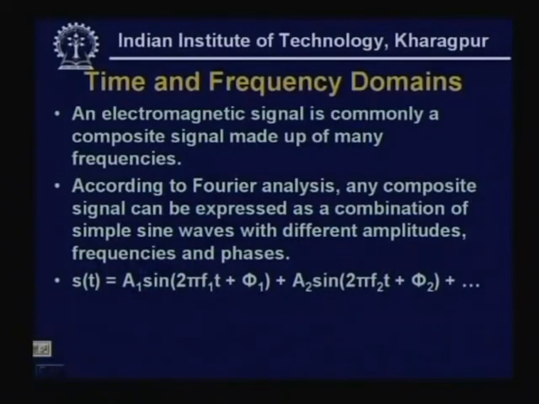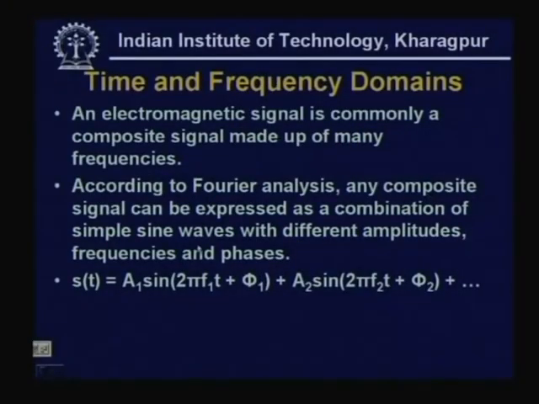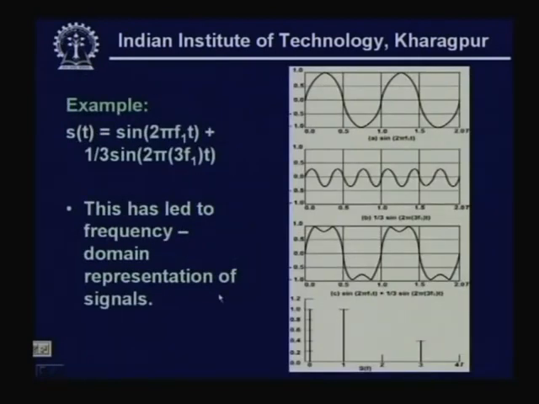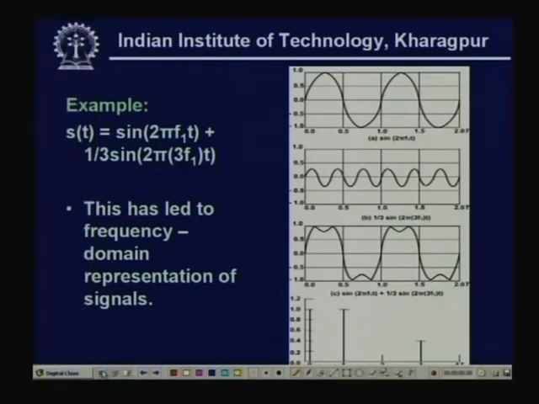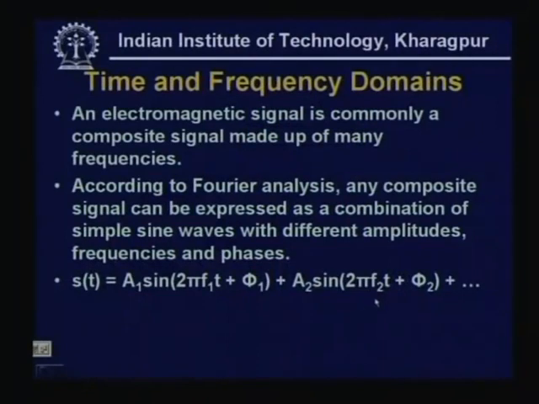And whenever a signal is complex, by virtue of the variation of parameters like amplitude, phase and frequency with time, it becomes a composite signal, and according to Fourier analysis, any composite signal can be expressed as a combination of simple sine waves with different amplitudes, frequencies and phases. That means we can express any composite signal in terms of sine waves having frequency f1, having frequency f2, having frequency f3. So, it is an infinite series, many frequencies.